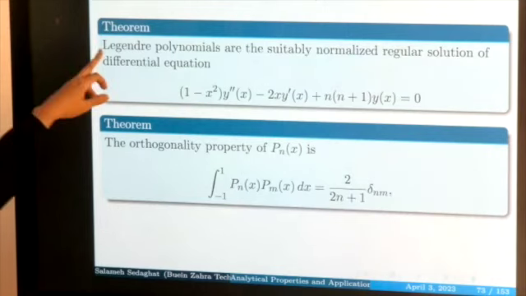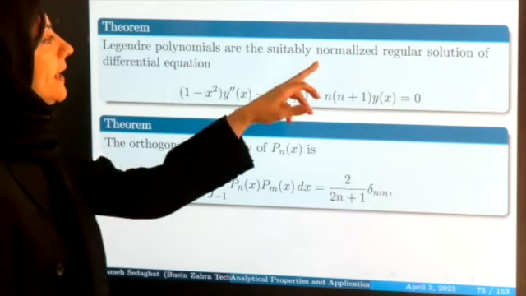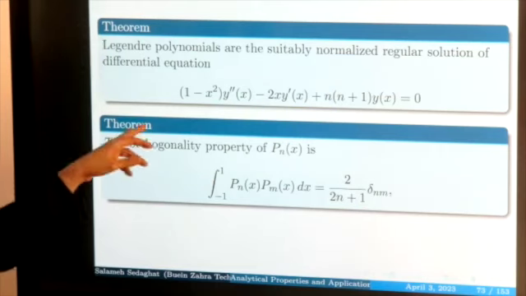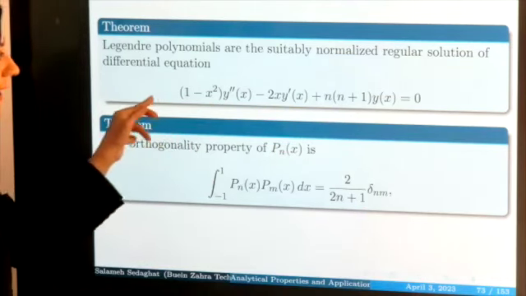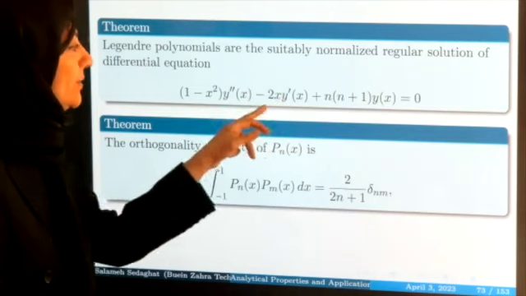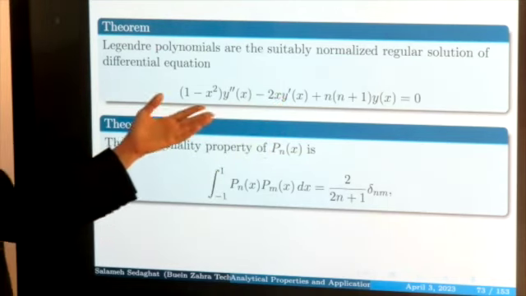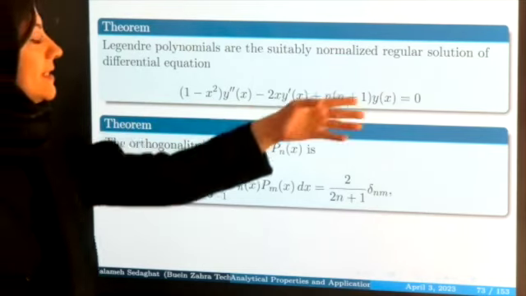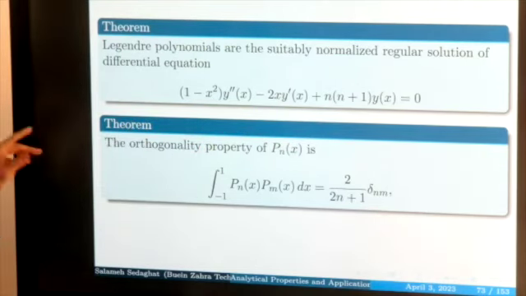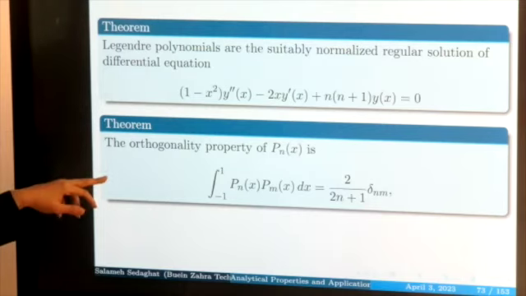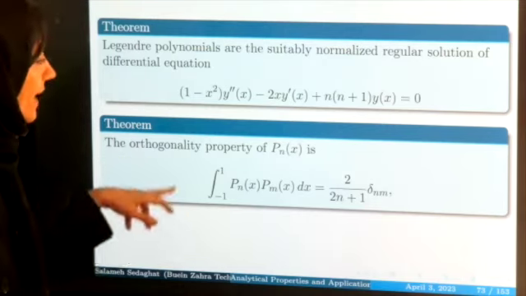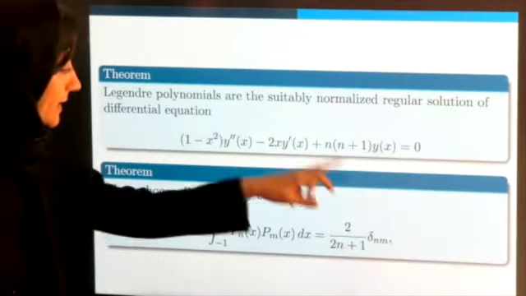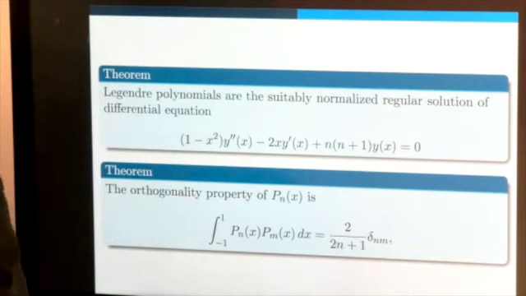Also, we know that Legendre polynomials are the solution of this differential equation. For example, for Legendre polynomial, here we have p(x), and here we have q(x), and so you can find the weight function of the polynomials by using this equation easily, and it's 1. Now we want to show that the orthogonality property of Legendre polynomials satisfies this integral, and I want to show it to you.